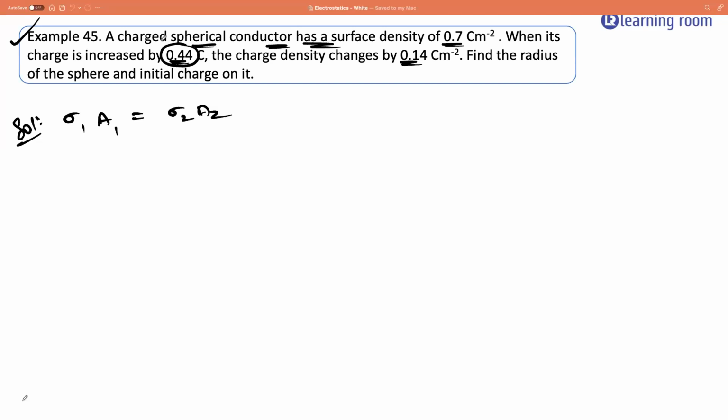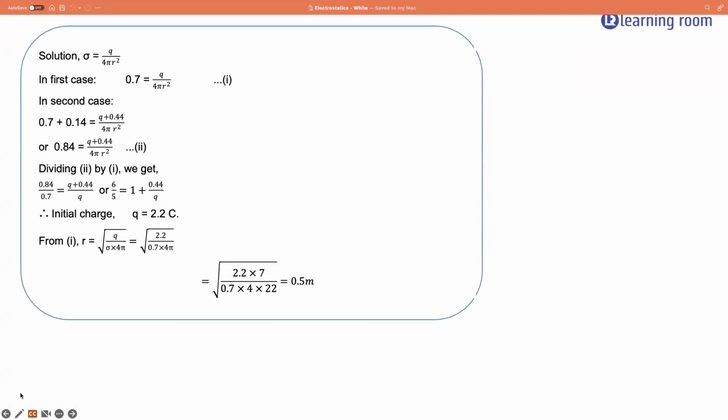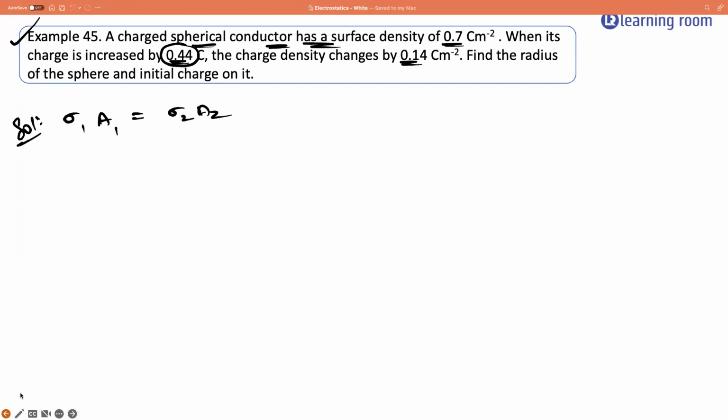Sir, for sigma 2 it's an addition; it's not just 0.44, it's the addition to the previous charge as well. Think about this problem. What would have happened? The area wouldn't change, right? So it would be sigma 1 by sigma 2 equals q1 by q2. When its charge is increased, the charge density changes; find the radius of the sphere and the initial charge. I hope you're able to understand what is not changing. Yes, sir. Understood.